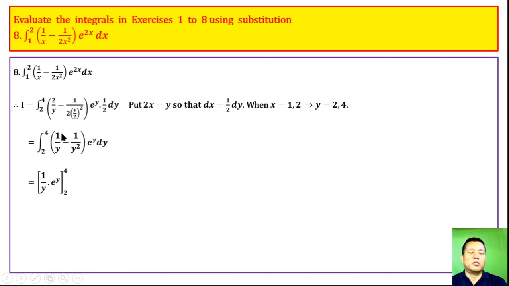This is the derivative of 1 by y, which is minus 1 by y square. Applying the standard result, whose integral is 1 by y into e to the power y, bounded by square bracket, putting the upper limit at the top and the lower limit at the bottom, which is a symbol whose value is: replace y by 4 minus replace y by 2, we get this. And taking out e square by 4, we get e square by 4 times e square minus 2, which is the value of the given definite integral.